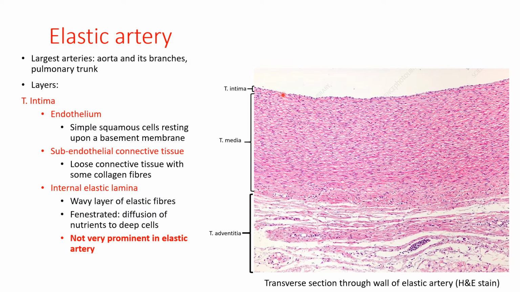Outside the subendothelial connective tissue is a layer of the internal elastic lamina. It is a wavy layer of elastic fibers, but this internal elastic lamina is not very prominently seen in the elastic arteries. This is because the layer outside the internal elastic lamina, that is the tunica media, is itself rich in a lot of elastic fibers. So the elastic fibers in the layer of internal elastic lamina kind of merge with the tunica media and they are not very prominently visible.